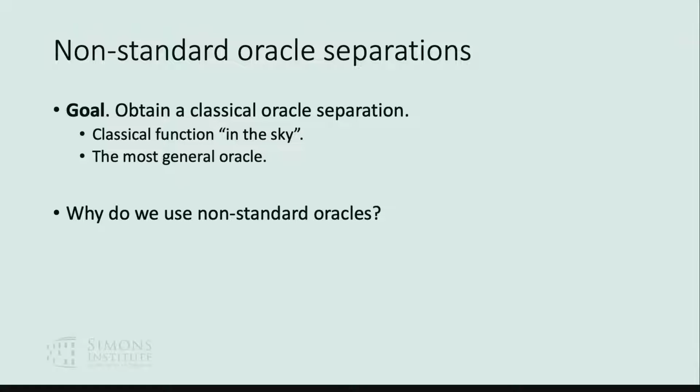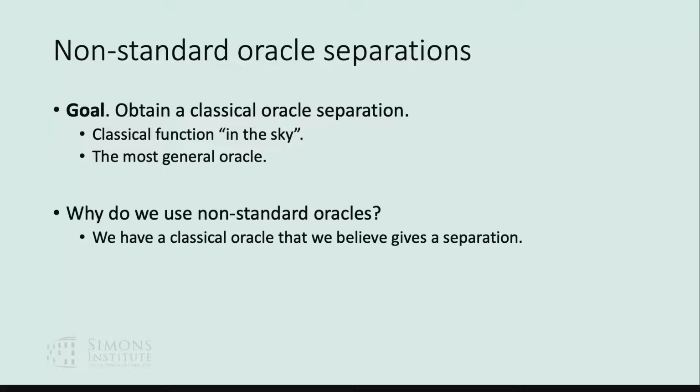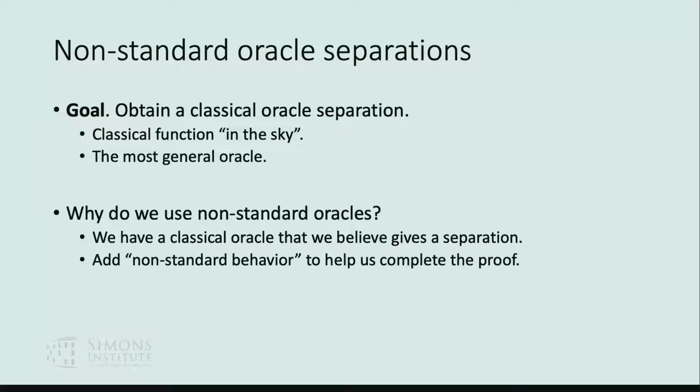So why did 5 different works come up with 5 different non-standard oracles? I think the story is that you have a team of researchers. They think they have a classical oracle separation. Then along the way, they get stuck on some part of the proof. So we add some non-standard behavior to help us complete the proof that we don't know.